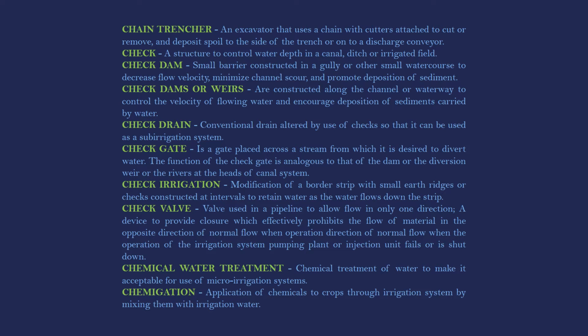Check valve: valve used in a pipeline to allow flow in only one direction, a device to provide closure which effectively prohibits the flow of material in the opposite direction of normal flow when the operation of the irrigation system pumping plant or injection unit fails or is shut down. Chemical water treatment: chemical treatment of water to make it acceptable for use in micro-irrigation systems. Chemigation: application of chemicals to crops through irrigation system by mixing them with irrigation water.